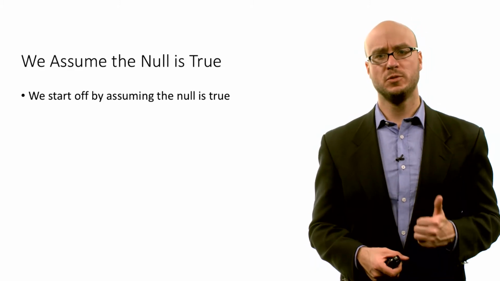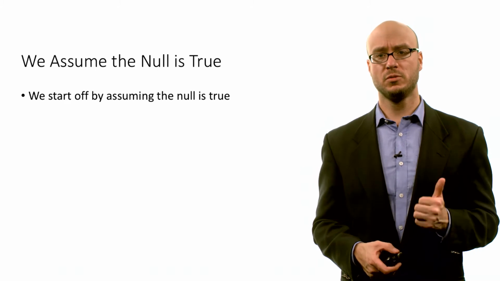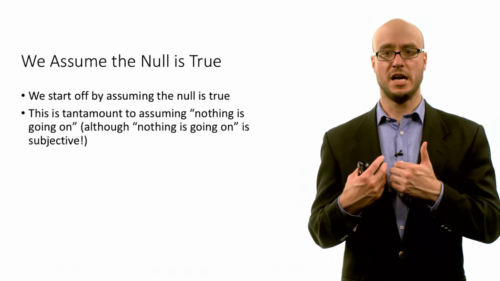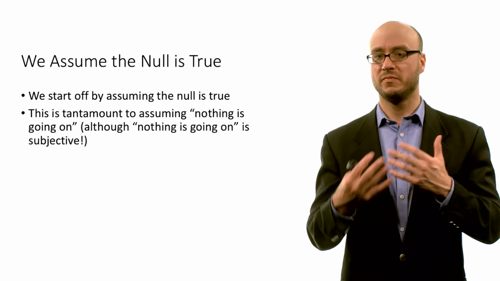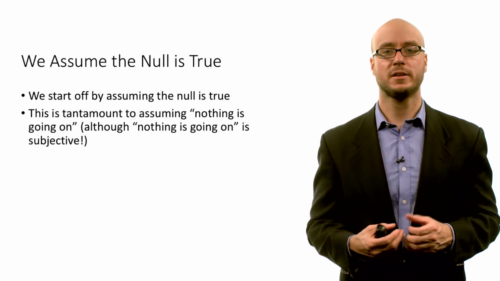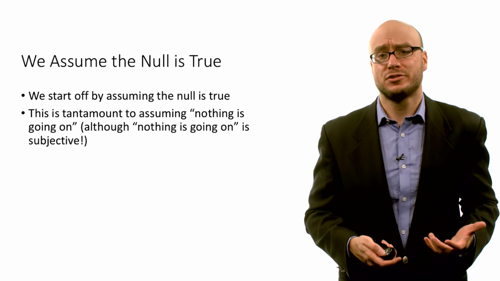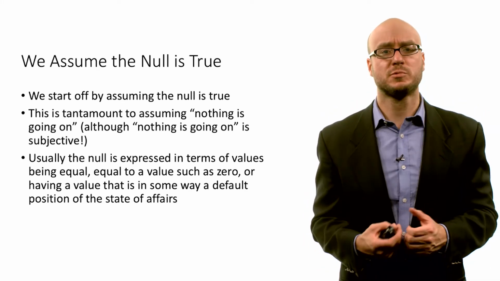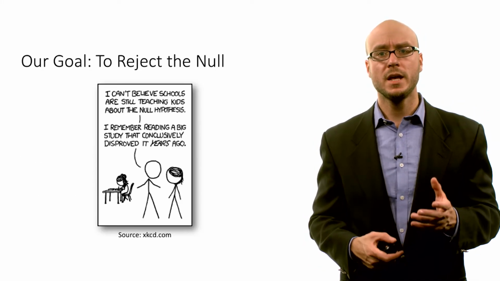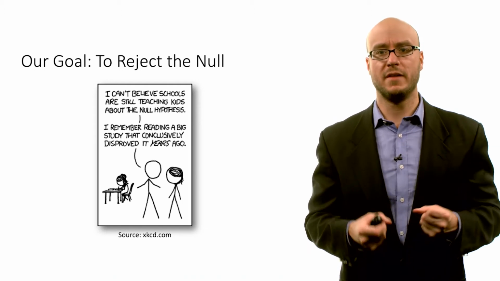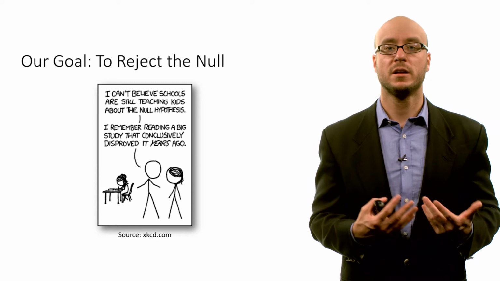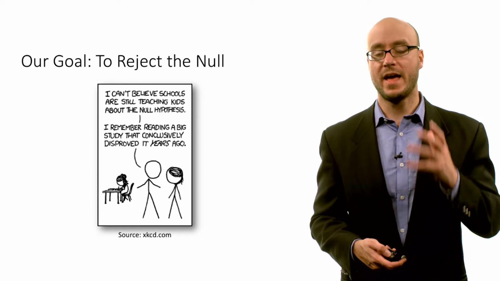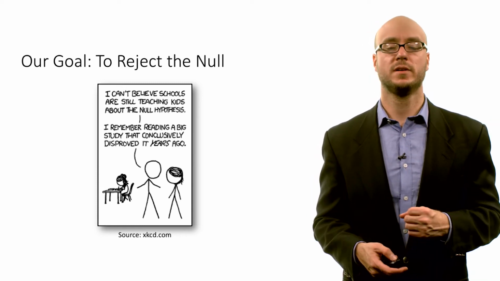Then what we do is we assume the null is true. We assume the "nothing going on" claim. It's not always that nothing is going on, but typically the null is not that interesting. We assume that that's true, that nothing unusual is going on. And then we collect evidence, with the idea that we want to see if we're going to reject the null or not. That is our goal with this kind of analysis.